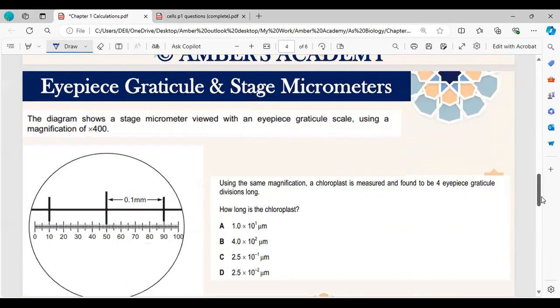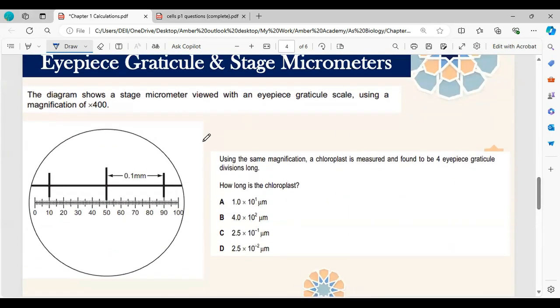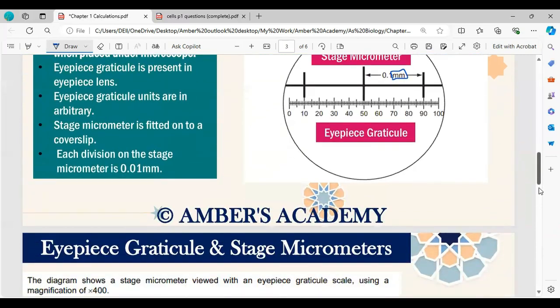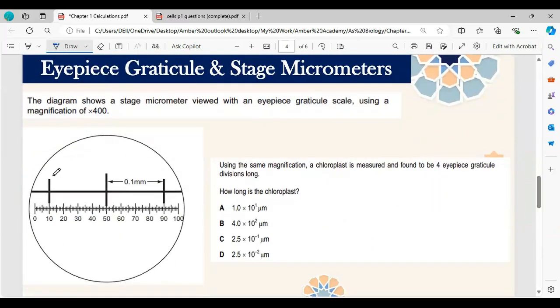Okay. Now moving towards this part, which is the question of your past paper. It says the diagram shows a stage micrometer viewed with an eyepiece graticule scale using a magnification of x400. So as per the previous slide, we can identify that this scale is the stage micrometer, while this one with more numbers is the eyepiece graticule. So we can also mark over here that this is the stage micrometer and this one is the eyepiece graticule.